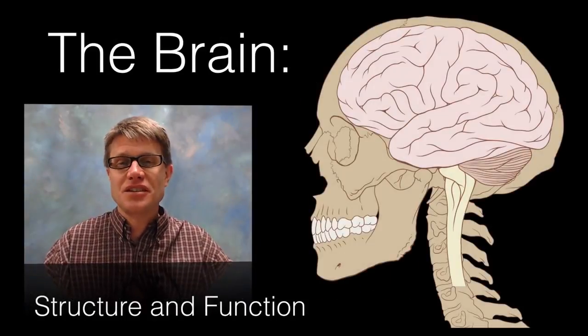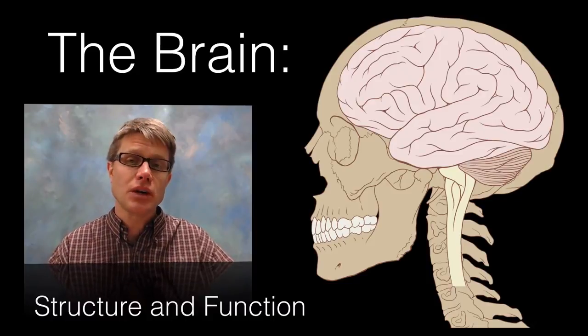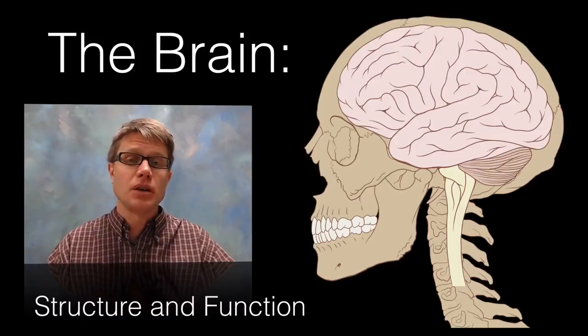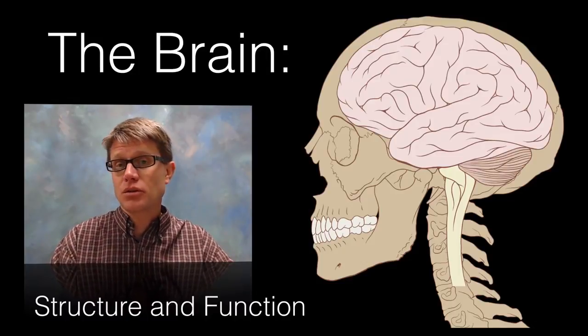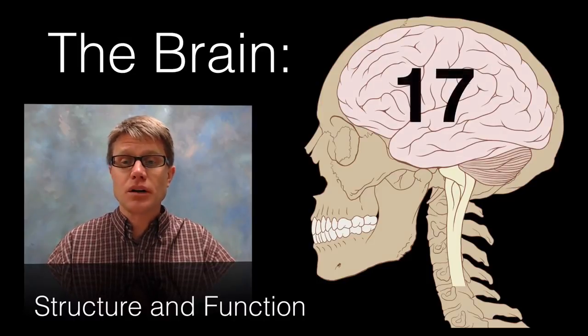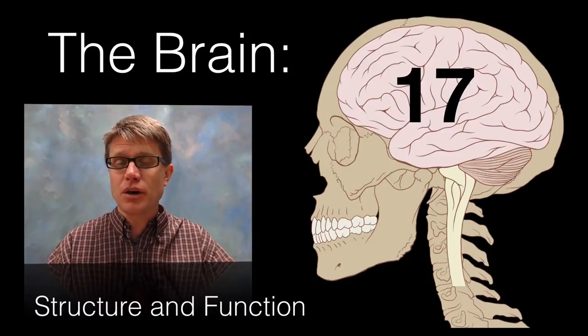Hi, it's Mr. Anderson, and in this video I'm going to talk about the brain, structure and function. Remember, structure is what it's made up of, and function is what it does. We sometimes refer to this as the anatomy, or structure, and the physiology, or the function. And so the cool thing is that we're going to go through 17 different structures in the brain, kind of lay out the basic plan of the brain, but you're using your brain to process it.